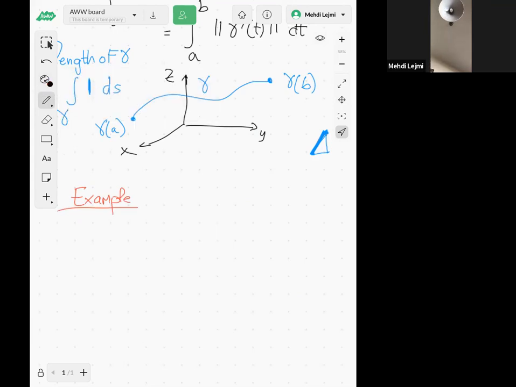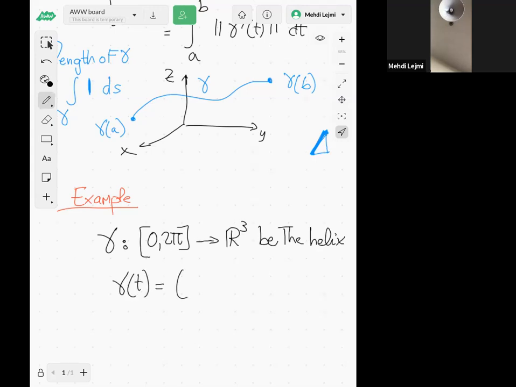So let's say you have gamma from 0 to pi to R^3. It's going to be this helix. So gamma of t is equal to (cosine of t, sine of t, t).